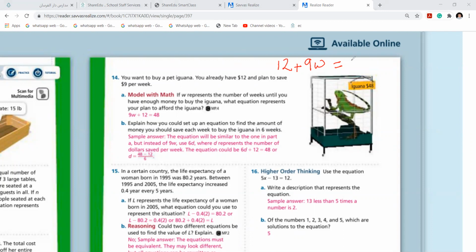Why did I write $48? Because they have given you the picture that the iguana is how many dollars? 48. The total is $48. You have $12 and every week you are collecting 9 until you get 48. Okay? Did you understand this? Yes. The cross mark again.